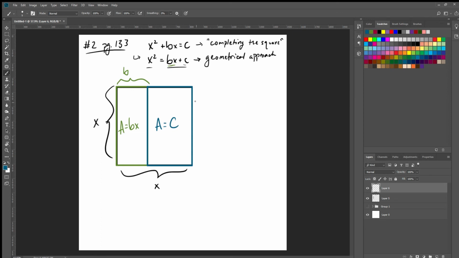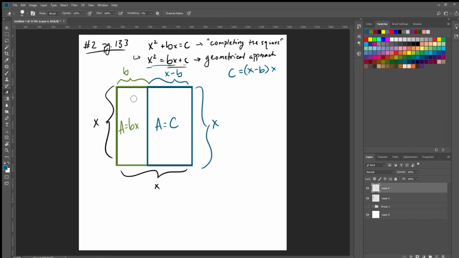And so this length here is still x, and we can use arithmetic to say that this length right here is x minus b. So c is going to be x minus b times x. And if we plug that into this equation right here, we're essentially going to get x squared equals x squared. So we need to go a little bit further with this.